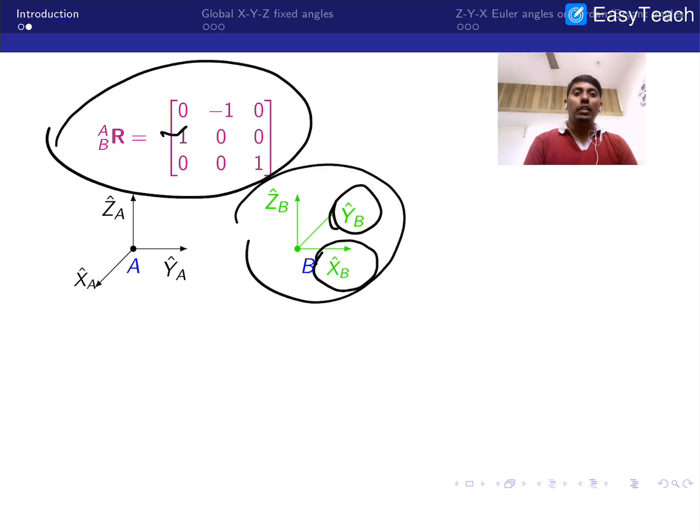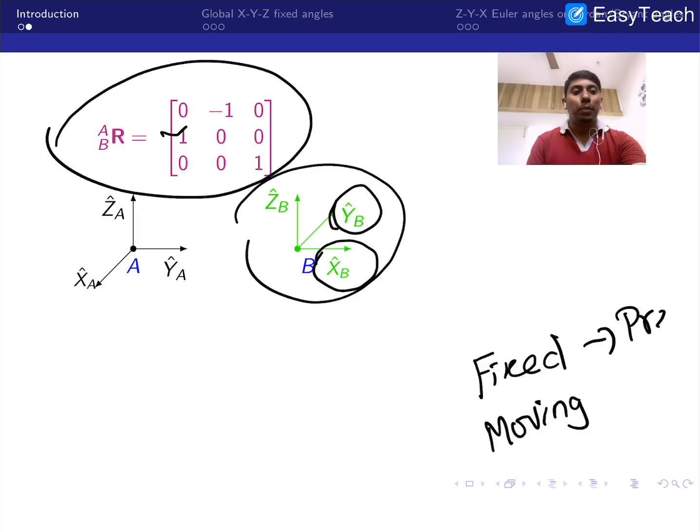But this is not the discussion we are here to do. The discussion here is what happens if we rotate with respect to the fixed frame and if we rotate with respect to the moving frame. What would be the case? Here I said it is a pre-multiply and here we said post-multiply. How has that come about? That is our interest.